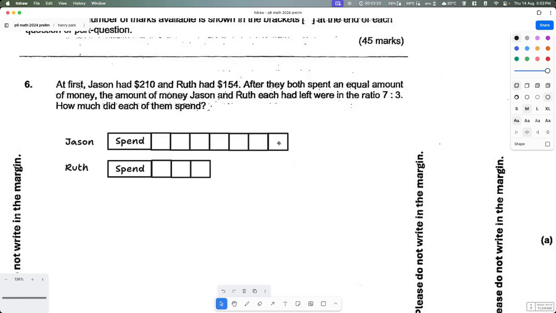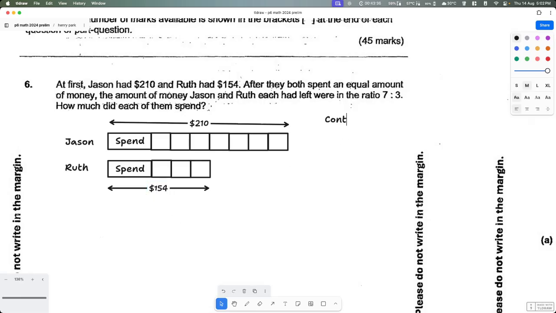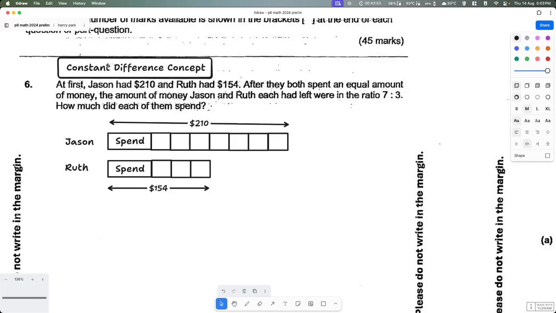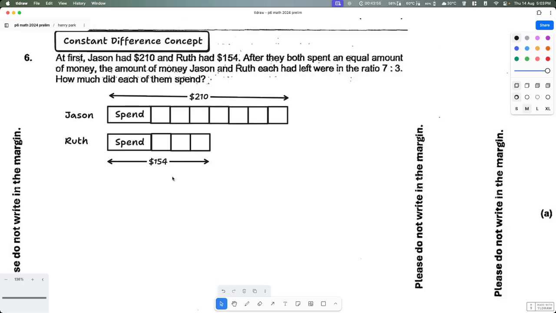So we have 3 units here, and another 3 and 7 units like this. So in total for Jason, we have $210, and for Ruth, $154. Okay, so this is what we call a constant difference, because over here we spend the same, right? So there isn't much of a difference after we have spent.